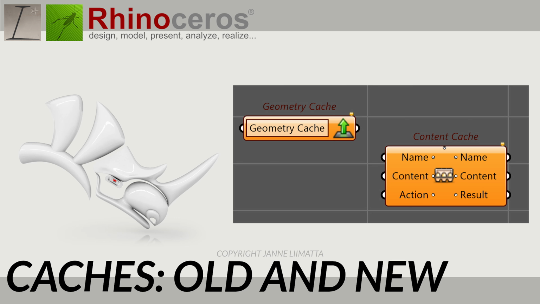This means that instead of baking and creating new geometry every time, we can bake new geometry and delete the existing contents of the cache at the same time. It is like a version control with extra steps. In this video, we'll be comparing the two.